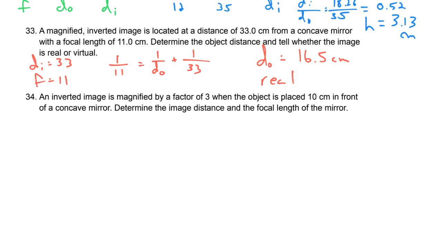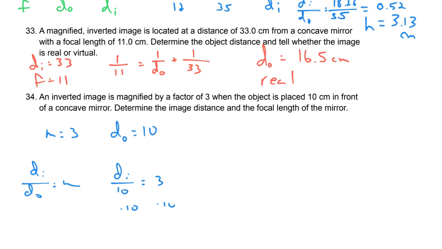All right, number 34. An inverted image is magnified by a factor of 3. So we know magnification equals 3. The object is placed 10 centimeters in front of the concave mirror, so the distance to our object equals 10. Determine the image distance and the focal length of the mirror. One of our formulas for magnification is di over do. If di over do equals the magnification, we can figure out our image distance. So di over 10 equals 3, times 10 gives us that our image distance is 30.